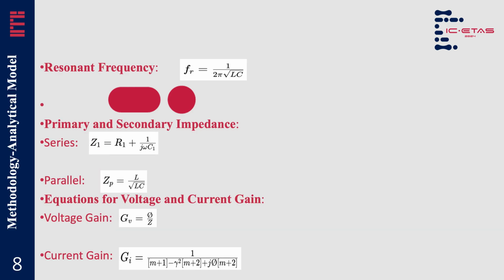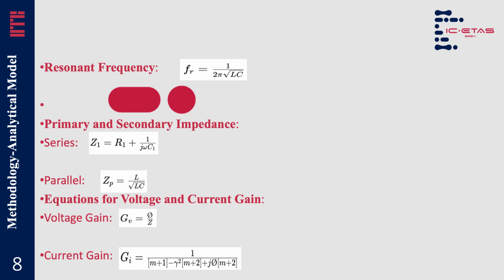Here are just a few basic mathematical equations that we use. The resonance circuit has a well-known resonance frequency. It's a well-known formula that we try to arrive at in our modeling. Now, the primary and secondary impedance we obtain in series and in parallel. These are just the basics. Most of the equations are in the research paper itself.